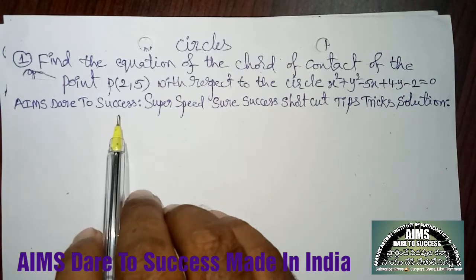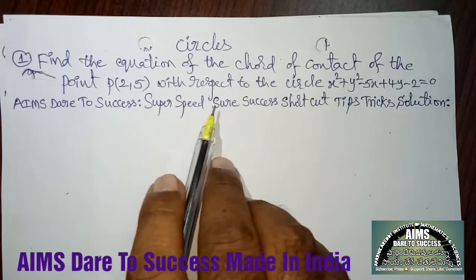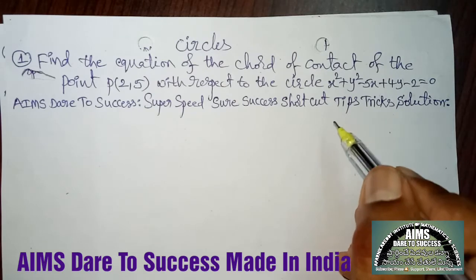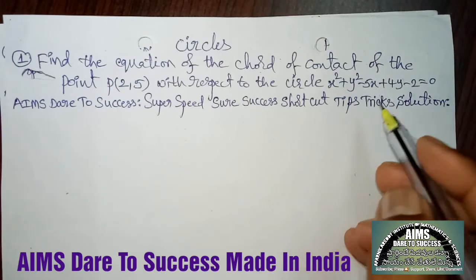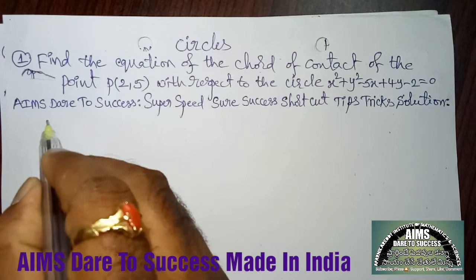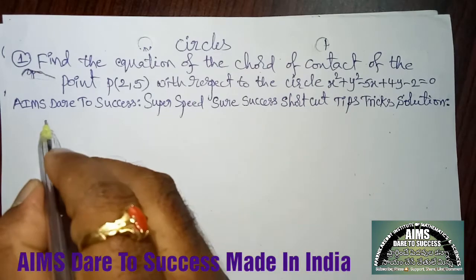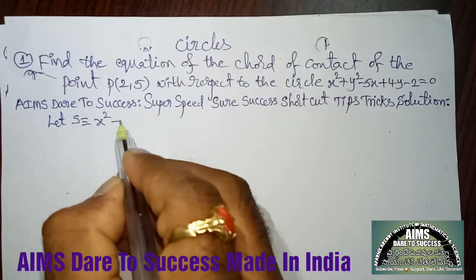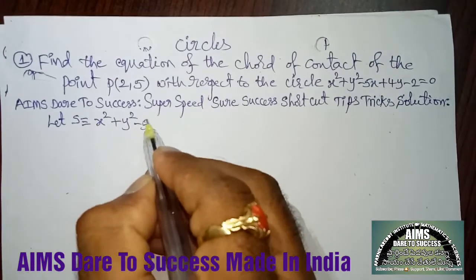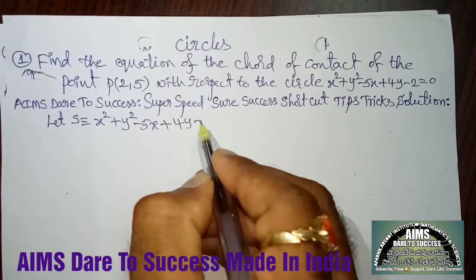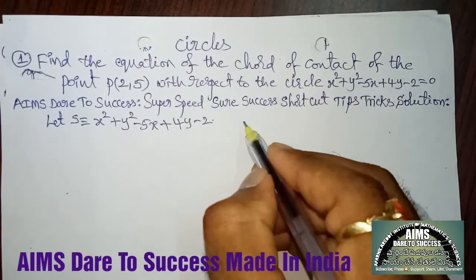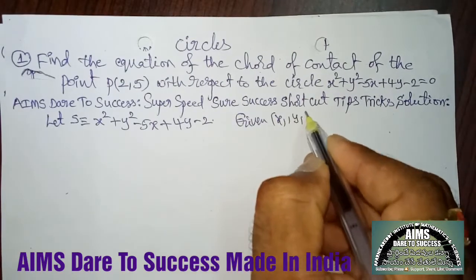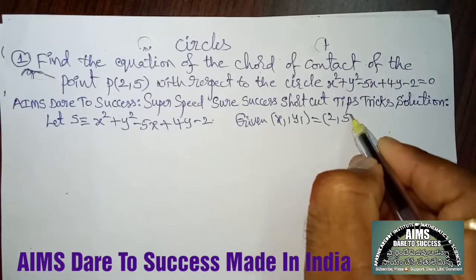Aims Dare to Success heartfully presents super speed sure success shortcut tips and tricks solution especially made for you. This solution will come to you within a fraction of seconds. Now I wanted to write the given circle. Let S is equal to x square plus y square minus 5x plus 4y minus 2. After that, the given point x1 comma y1 is equal to 2 comma 5.